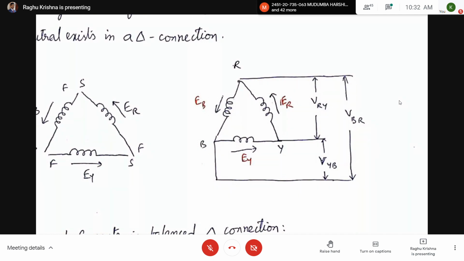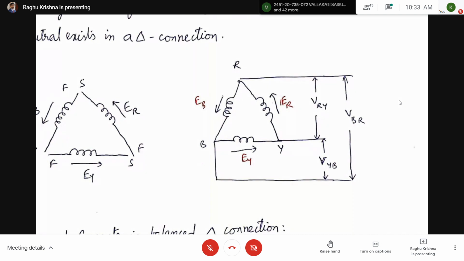Now here, ER, EY, EB are the phase voltages, whereas VRY, VYB, and VBR are the line voltages. Are you able to see the VRY? VRY is the voltage between R and Y. VYB is the voltage between Y and B. VBR, see here, we must be careful. VBR is the voltage between B and R lines.